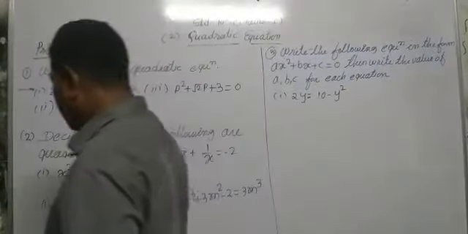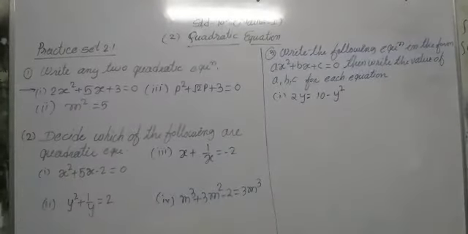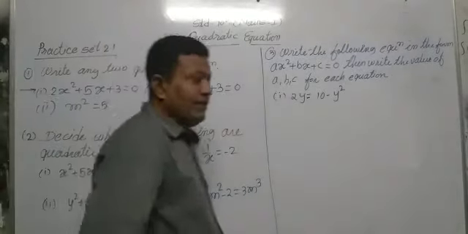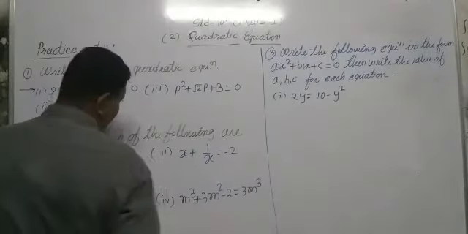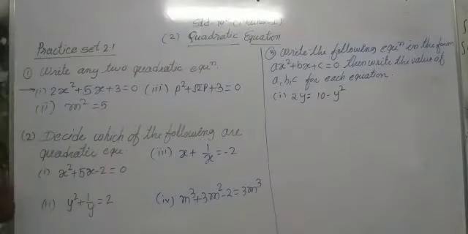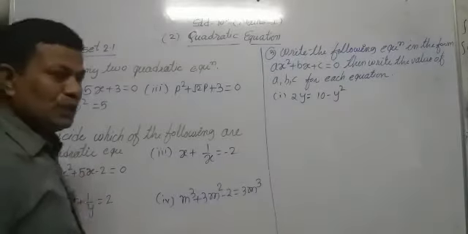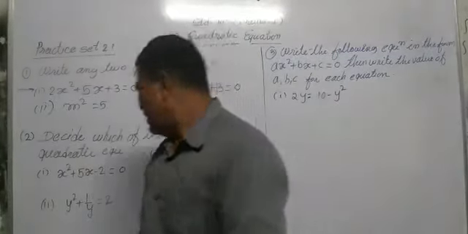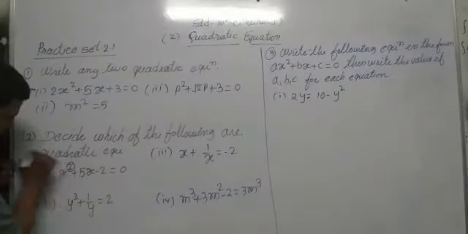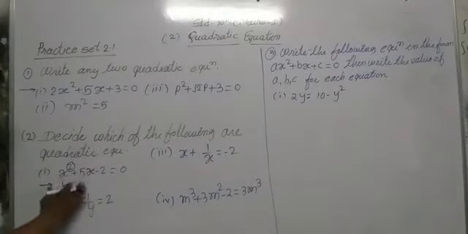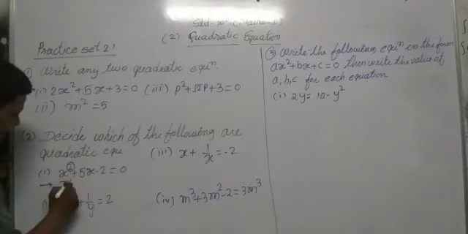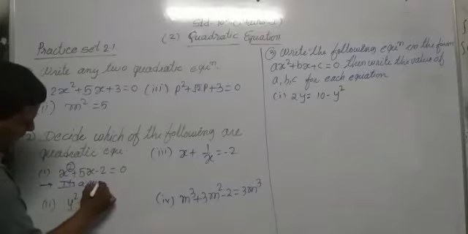Now second question in practice set 2.1: decide which of the following are quadratic equations. Means you want to decide it. Some examples are given, whether they are quadratic equations or not. Okay. First example is x square plus 5x minus 2 is equal to 0. Now if you observe in that example, the index here is 2, means it is the example of quadratic equation. You write down such type: it's a quadratic equation.